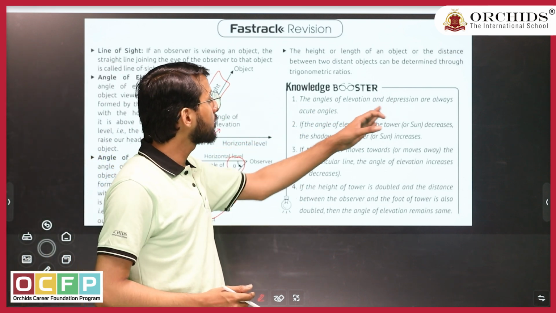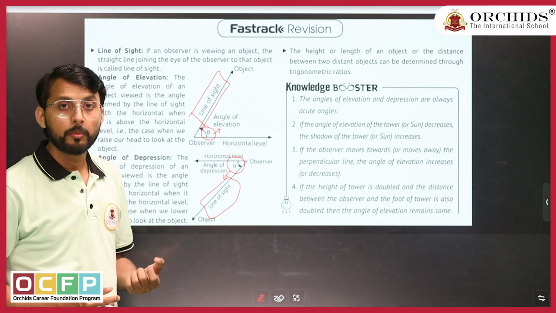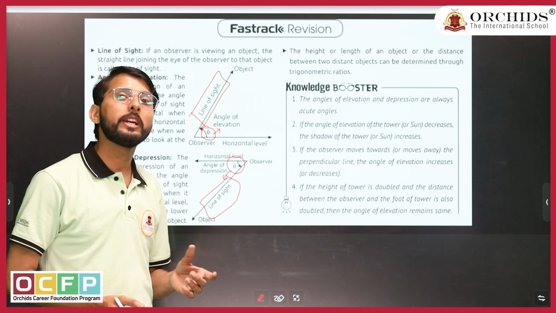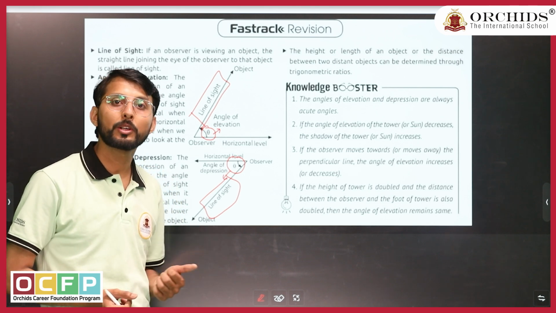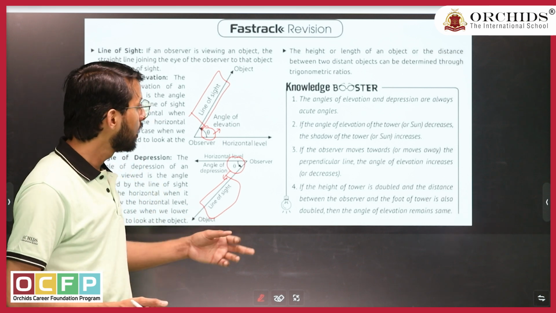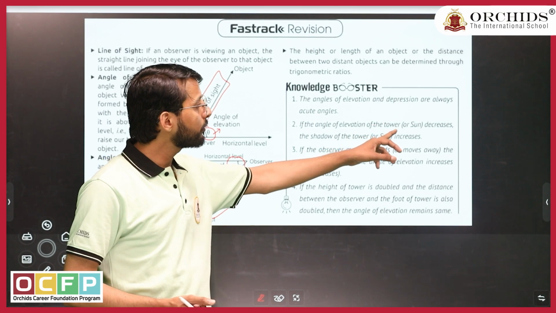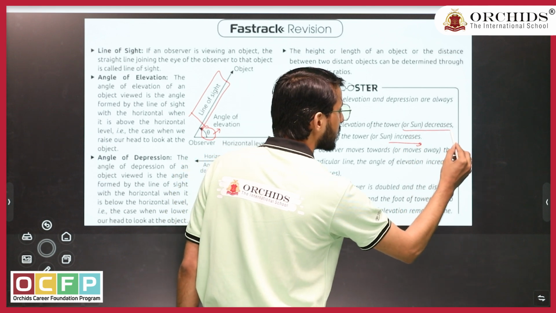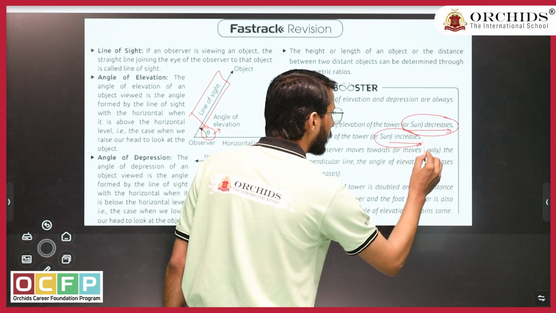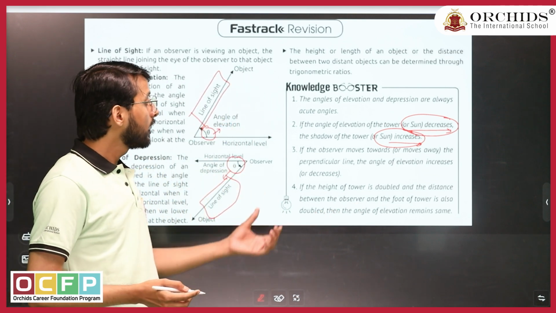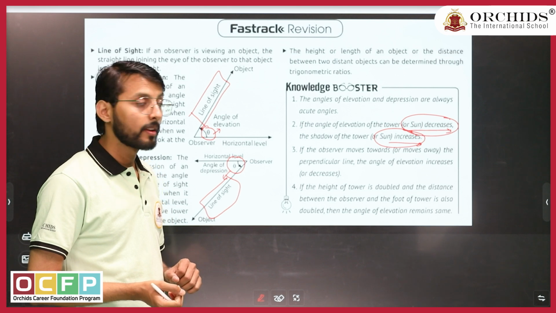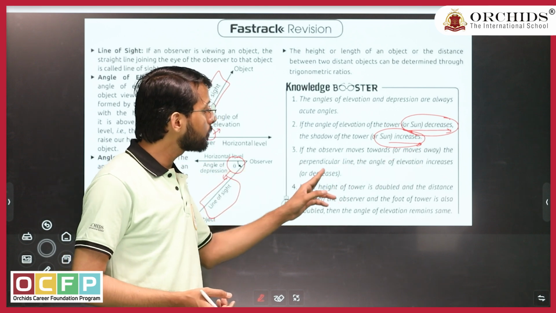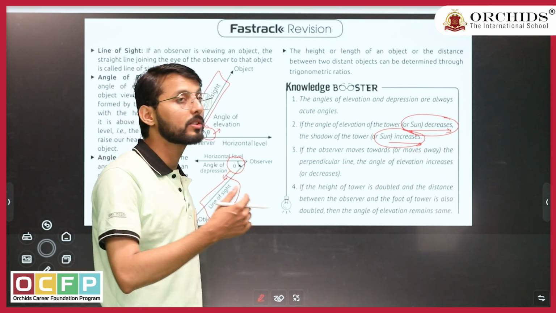What is the knowledge booster they have given? The angles of elevation and depression are always acute angles, because trigonometry deals with a right angle triangle, and in a triangle if one of the angles is 90 degrees, the remaining 2 angles have to be acute. It is not possible to have 2 right angles inside one triangle. Now what else have they given? If the angle of elevation of the tower or sun decreases, the shadow of the tower or sun increases. This is also a keyword, because in most PYQs, if you check, CBSE used to ask about the sun's elevation, tower elevation. If the observer moves towards or away along the perpendicular line, the angle of elevation increases or decreases.